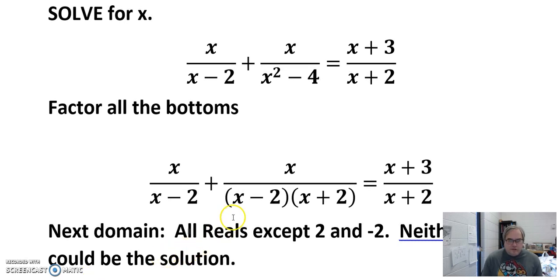Okay, this video is going to be solving rational equations, and there are a few steps you always want to follow. First, simplify, factor whatever you can, like here I factored that denominator. Second, look at the domain.